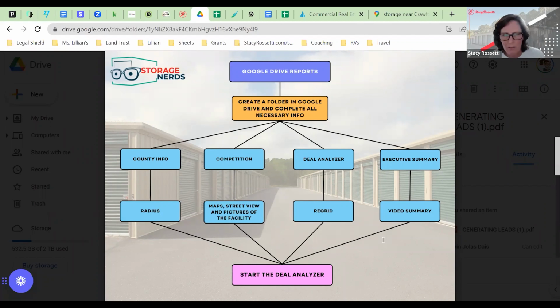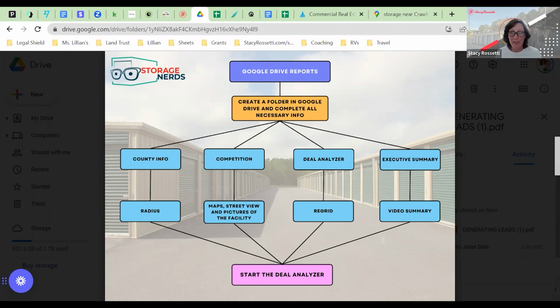Oh yeah, it's all right here. So county information, competition, deal analyzer, executive summary, video summary, Regrid, maps, street view of the property, radius. All this kind of stuff you'll funnel into the Google Drive folder, and everything that's in that folder is what you would need in order to make a decision on whether or not it's a good deal.